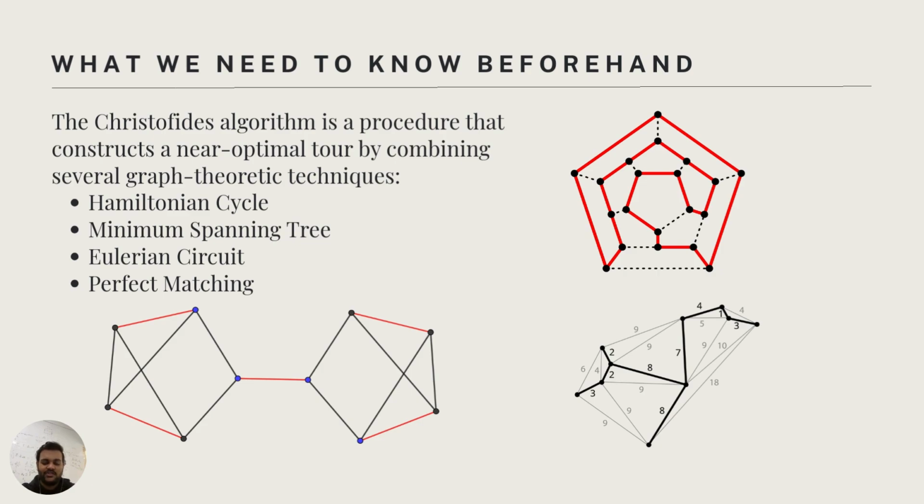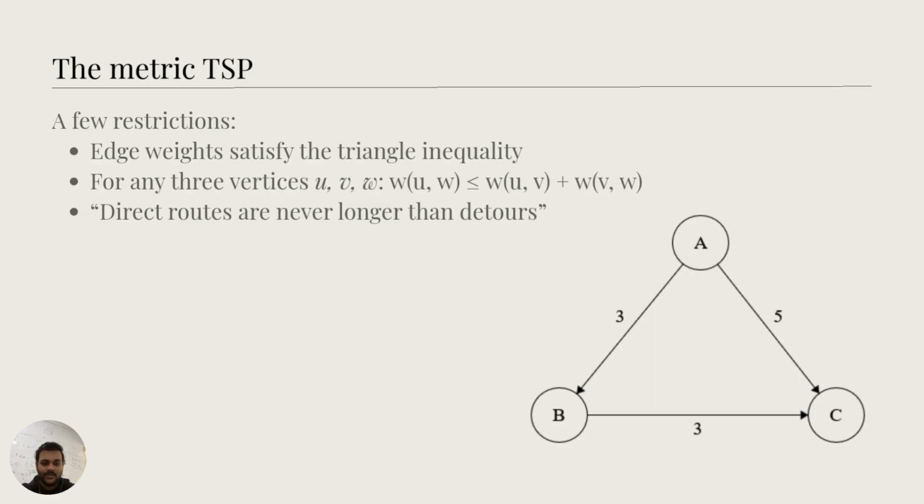So before diving into the algorithm, what do we need to know beforehand? The Christofides algorithm is a procedure that constructs a near optimal tour by combining several graph theoretic techniques, such as Hamiltonian cycles, a minimum spanning tree, Eulerian circuits, and perfect matching. We know about Hamiltonian cycles, minimum spanning trees, and Eulerian circuits. However, we don't know about perfect matching. So, what is perfect matching? We'll get to that in the last step of our algorithm.